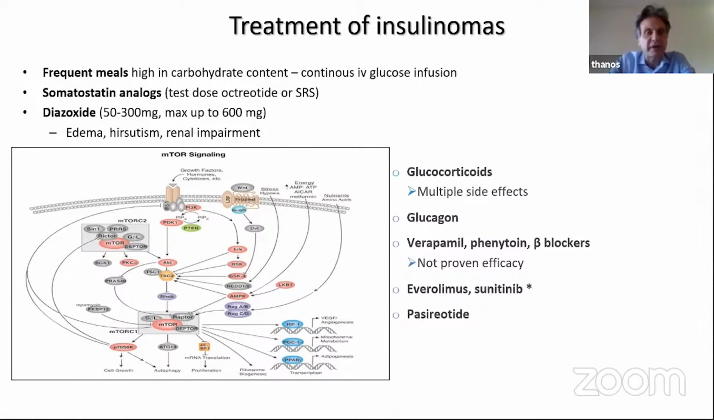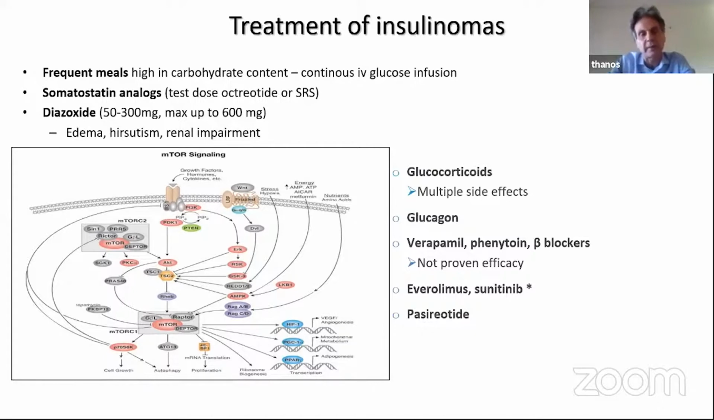Of course, because this can be very devastating, we have to give them frequent meals with high carbohydrate content, and patients have to be on IV glucose infusion, sometimes 10%, for quite a long period of time. As I mentioned, somatostatin analogs can be used, but we have to be sure that somatostatin receptor expression is evident in this tumor, because approximately 35%... but the new somatostatin analogs, gallium, do not express this receptor.